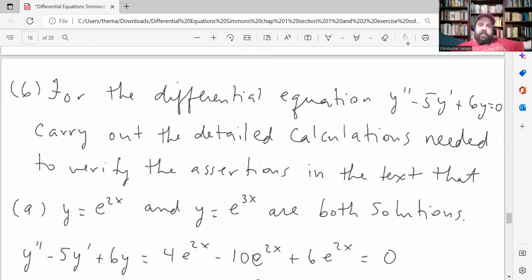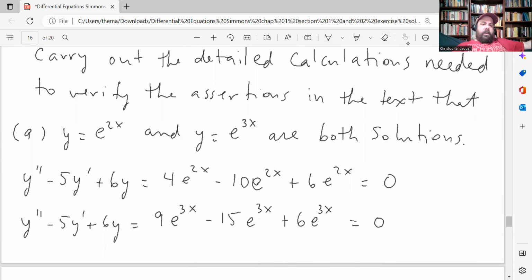Okay, question number 6 says, for the differential equation y double prime minus 5y prime plus 6y equals 0, carry out the detailed calculations needed to verify the assertions in the text that y equals e to the 2x and y equals e to the 3x are both solutions. In other words, this was an example I did in the text. I didn't show it in my notes because he asks you to do it in the exercises here.